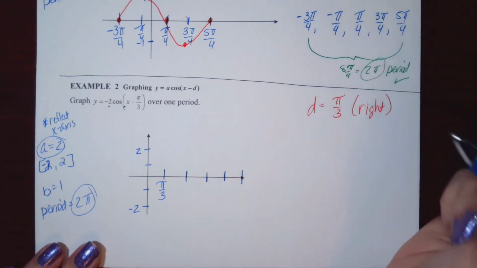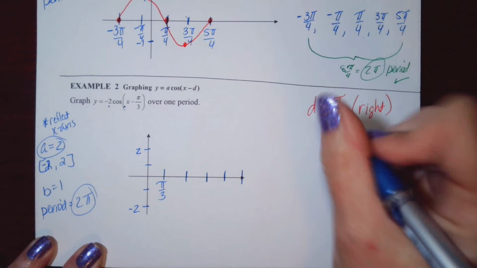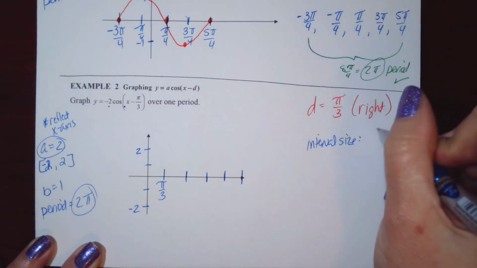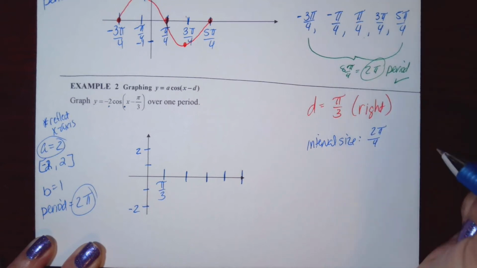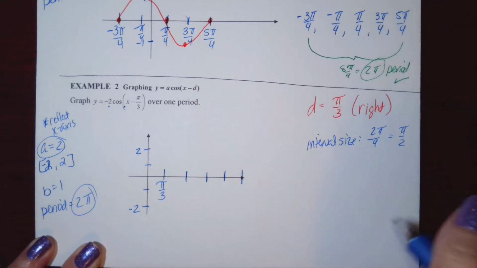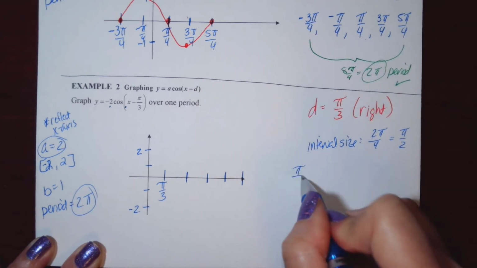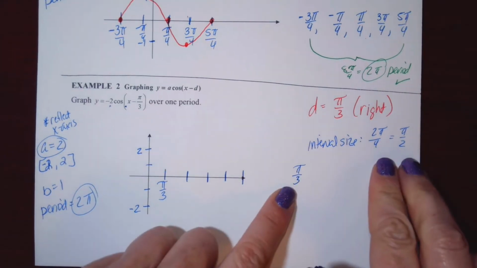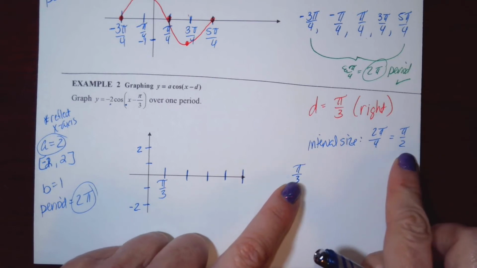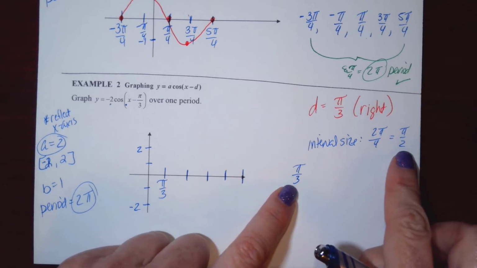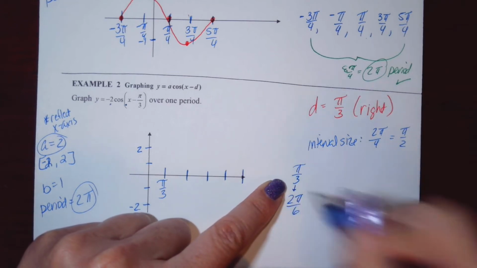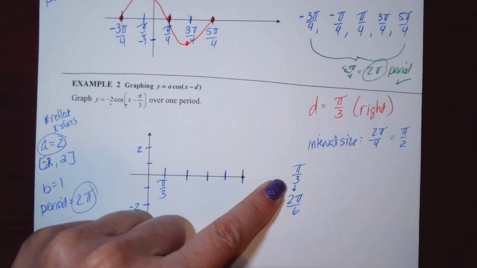So let's figure out what that's going to look like. My interval size, 2 pi divided by 4. Okay, so that's pi half. My first point out of the 5 points is at pi thirds. I don't have a common denominator yet. I need a common denominator here. Well, the common denominator between 2 and 3 is 6. Pi third is the same thing as 2 pi sixth, right? Pi thirds is the same thing as 2 pi sixth.